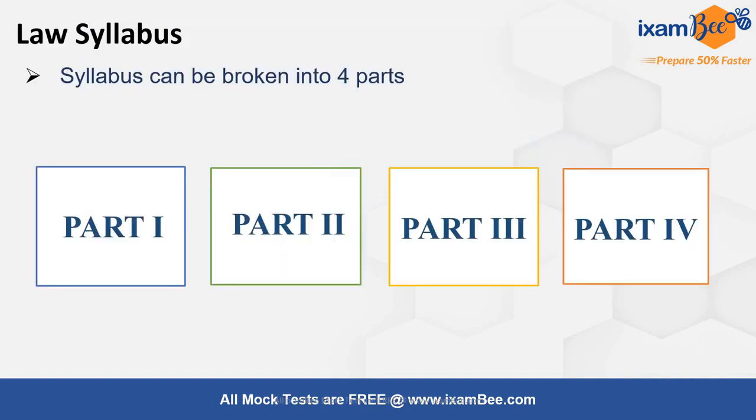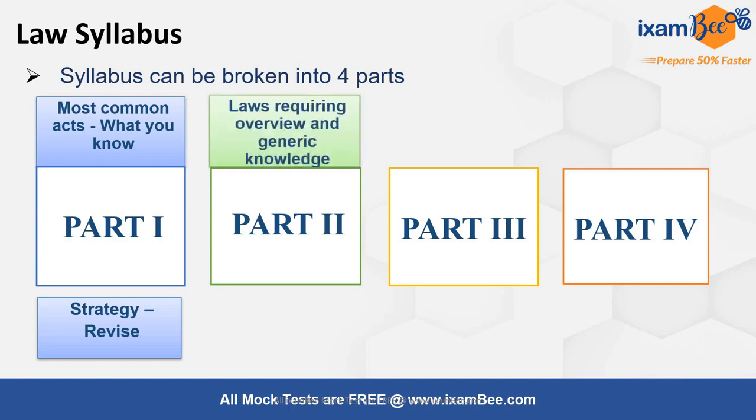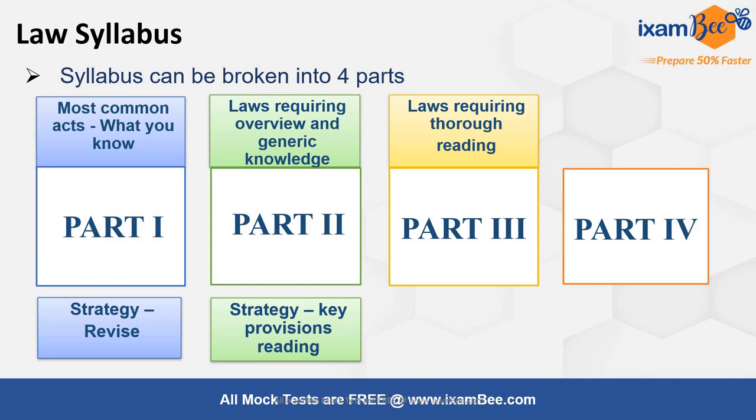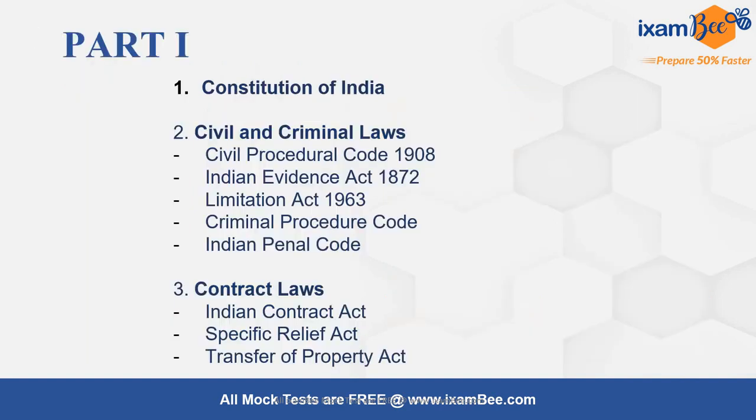So here we can divide the law syllabus into 4 parts. Part 1 consists of the most common acts which you already know, and the strategy is to revise and read the important sections. Part 2 consists of laws requiring overview and generic knowledge. Again, here the key provision reading is the strategy. Part 3 is laws requiring thorough reading. Thus, you have to go for thorough reading. And Part 4 is banking laws, very important for IBPS. So, again thorough reading. Now, let's move through the parts one by one.